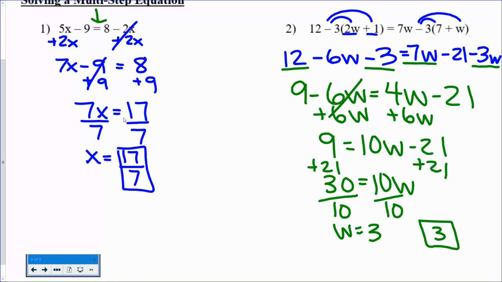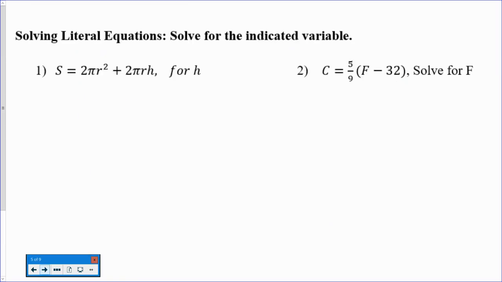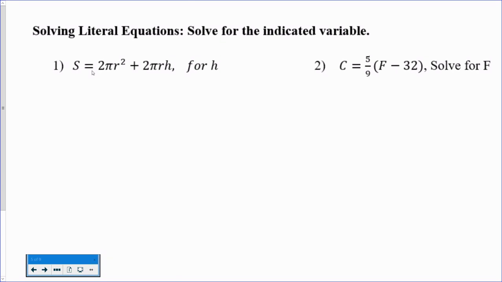Okay, for our next two examples, we are going to be solving what are called literal equations. So you have to solve for the indicated variable. So I'm not going to find a numerical answer like 3 in my last problem. Okay, so number 1, you see this a lot with formulas and having to rewrite them for a different variable. So we're going to solve for h. So we should see that h is right there. We're trying to get that h by itself.